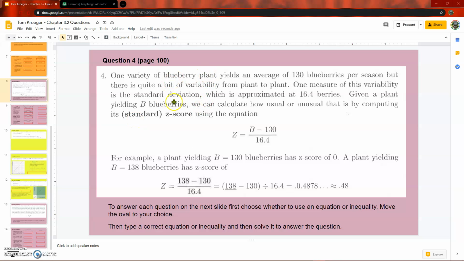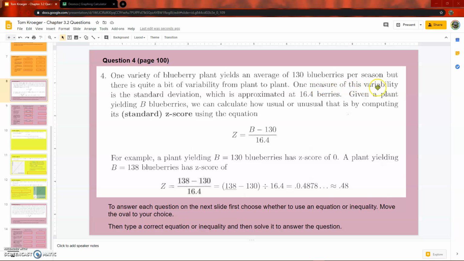All right, we're going to continue here with this next question. One variety of blueberry plant yields an average of 130 blueberries per season, but of course it's a plant and there is quite a bit of variability from plant to plant. No two plants produce fruit exactly the same.